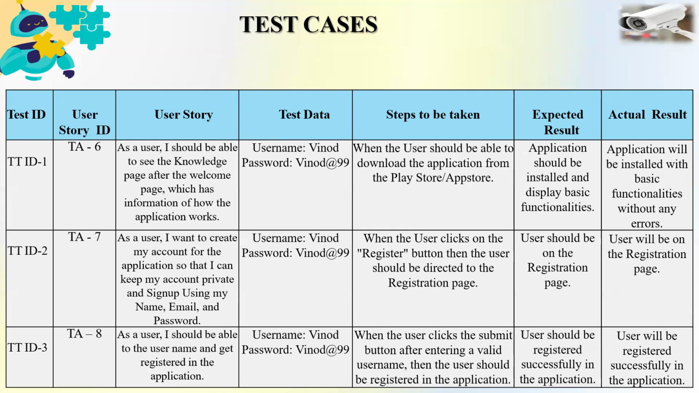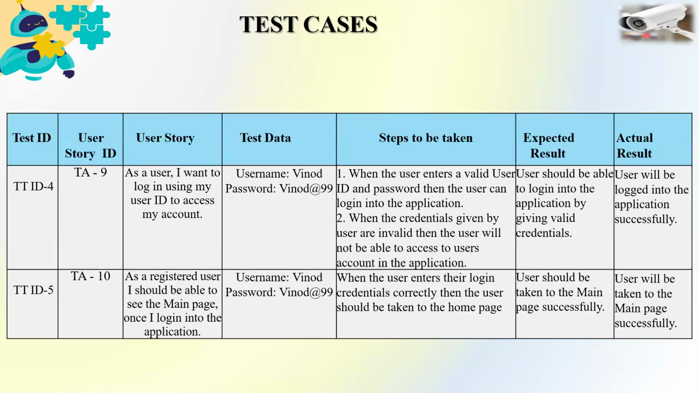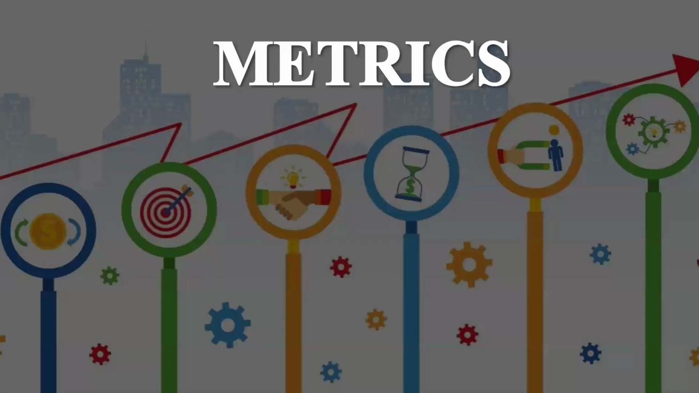And the last test we did was that a registered user should have been able to see the main page once he had logged in with the same credentials. The steps to be taken were the login page. After logging in, he should have seen the home page. We got the expected result. The actual result was the same as the expected result, which was very good for us. And from here on, I'll ask Vishnu to continue further.